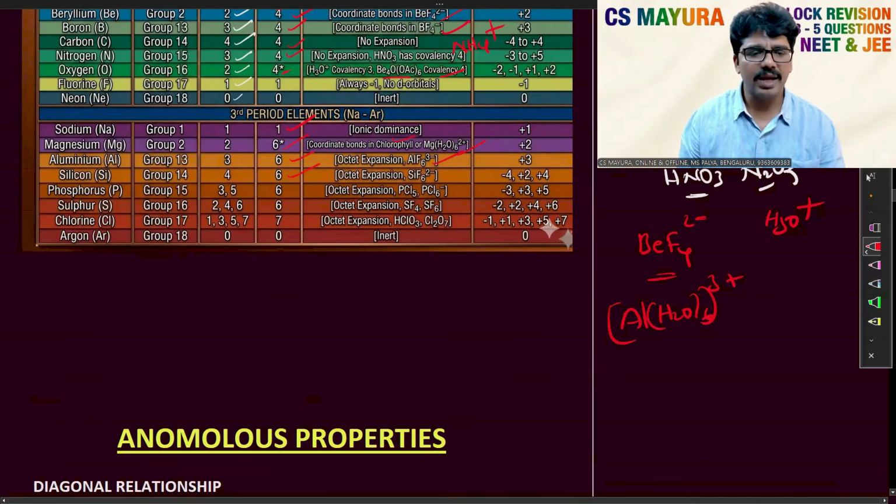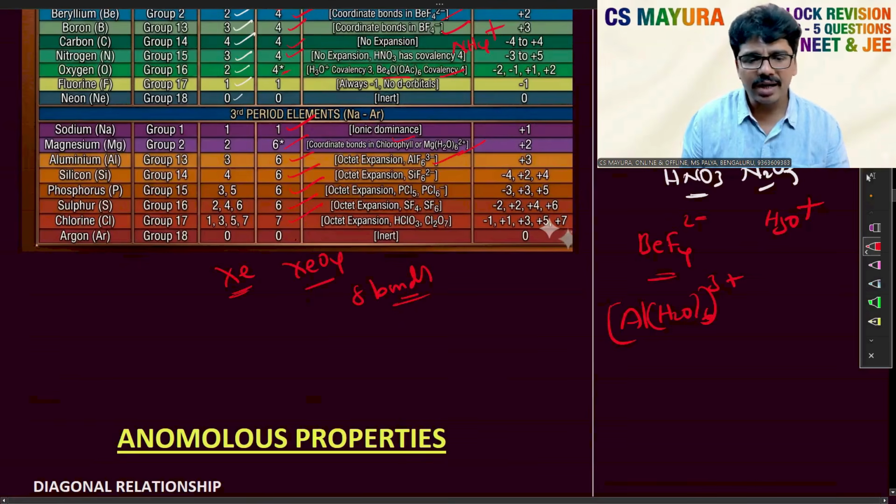For the 14th group, maximum covalency is 6; for the 15th group, 6; for the 16th group, 6; for the 17th group, maximum 7; and for the 18th group, 0. Generally it is 0, but if I take xenon, in XeO4 there are 8 bonds.